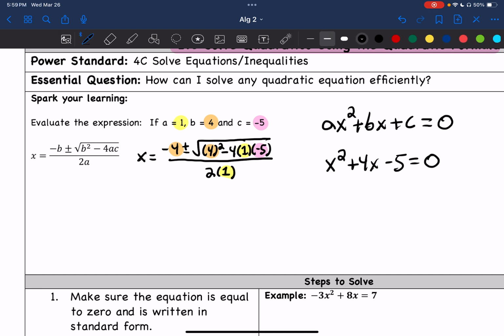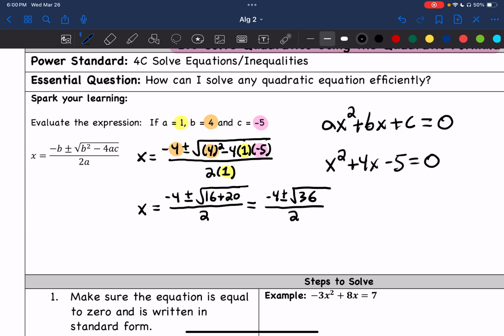All right. So now I'm going to start to evaluate some of this. And so we're going to get x is equal to -4 plus or minus the square root of 16. And now we have to be very careful with our signs here. So we have -4 times 1 times -5. That's going to become +20, all over 2, which is going to become -4 plus or minus the square root of 36 all over 2.